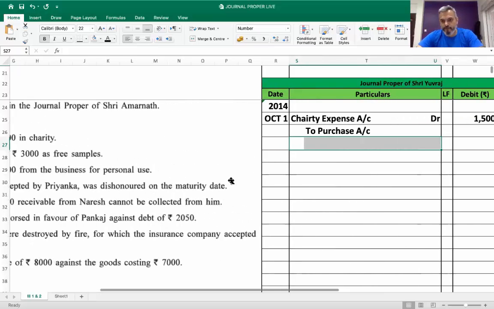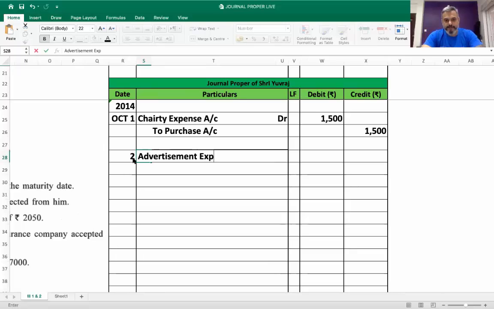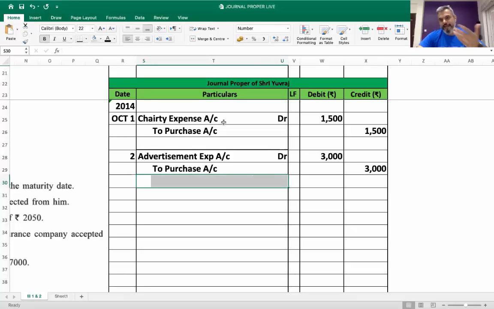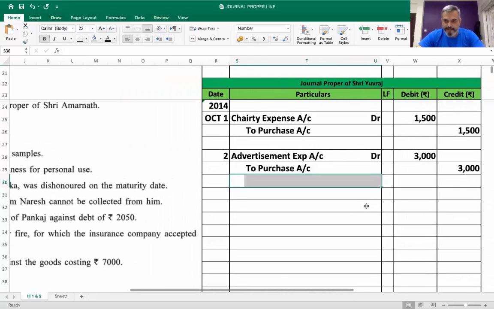Now, distributed goods of rupees 3000 as a free sample. So goods are going out, and what benefit we are receiving? It's our advertisement. So advertisement expense account debit 3000 to purchase account. Out of what we had purchased, we wanted to promote it, so we gave goods of 3000 as free samples. But it is an expense for us, our goods go out. So we have to record this as advertisement expense.